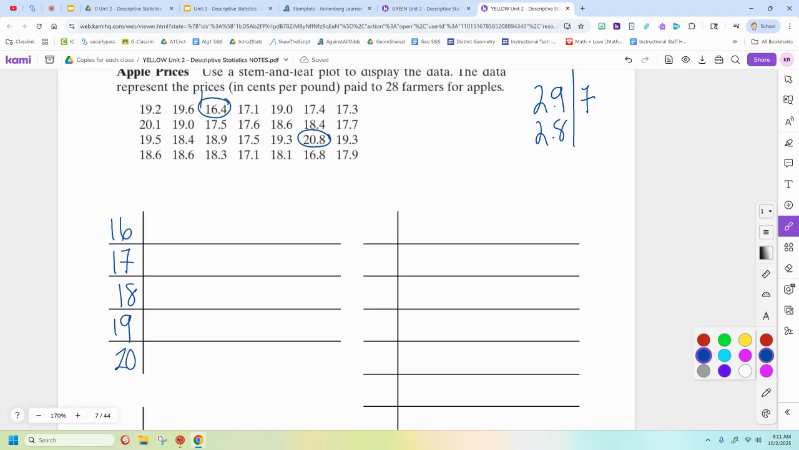Once again, to kind of help me stay organized, I might draw these vertical lines here to help me read the data more carefully. All right. So go ahead and just start sorting in your leaves disorganized. You're just getting them in there. You're not organizing. So I'm just reading.